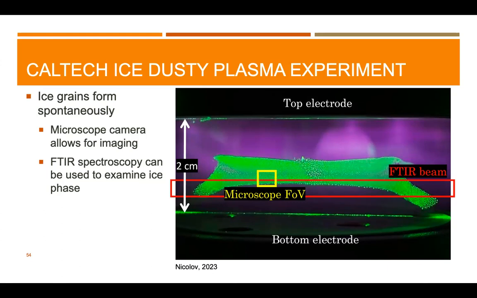So Andre shines the FTIR beam through the plasma and then examines the absorption at the other end. And from the absorption, knowing that he had ice and his background gas with a small amount of nitrogen and oxygen in there, he can actually back out the phase of the ice grains because they have a very well-known absorption spectrum. There are 17 phases of ice water, by the way, which is pretty wild.